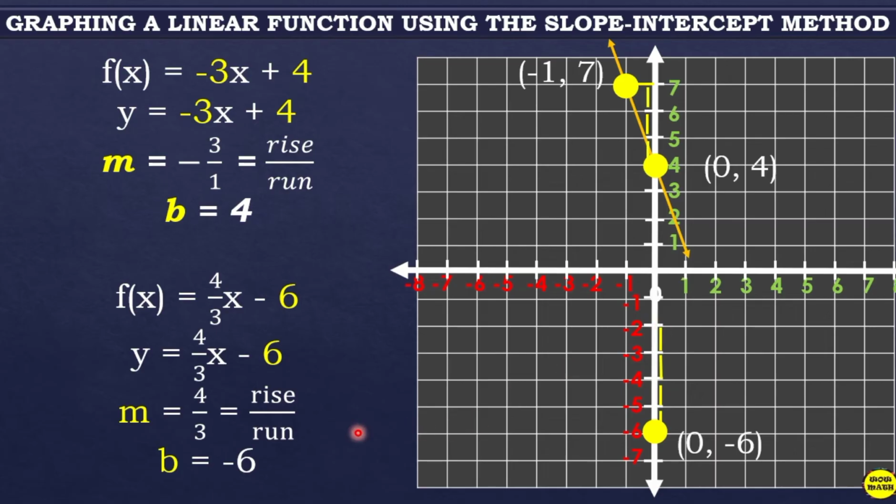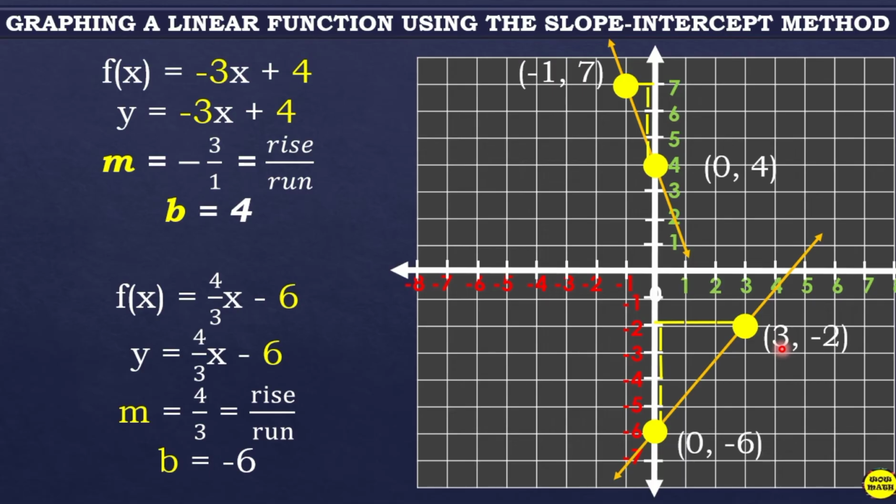Tingnan mo yung run mo, 3. Saan tayo magra-run? Sa right o sa left? So, ang tanong dyan, ano ang sign ng slope mo? Pag positive, right. Pag negative, left. So, since positive, pa-right tayo. So, tatlo yung run natin. So, bilang ka 1, 2, 3. Ulit. 1, 2, 3. Ayun po. So, this is our second point. Now, so this is what ordered pair. 3, negative 2. So, i-connect na po natin.